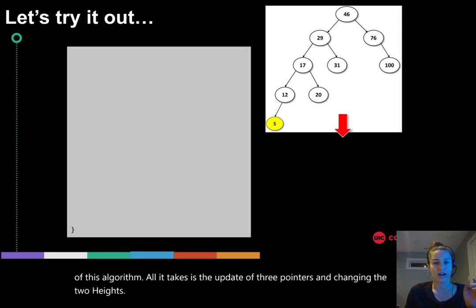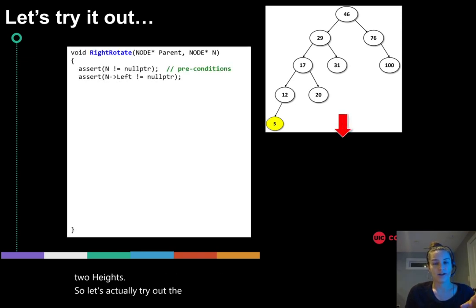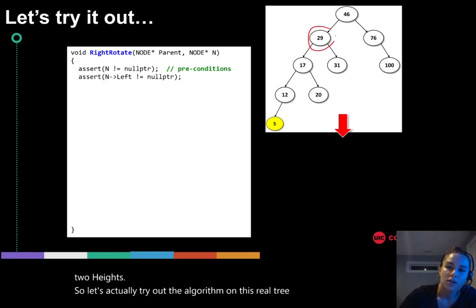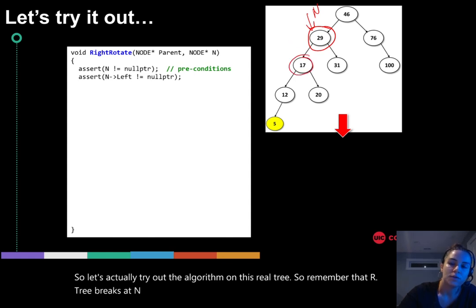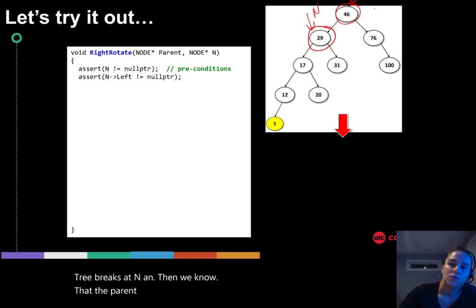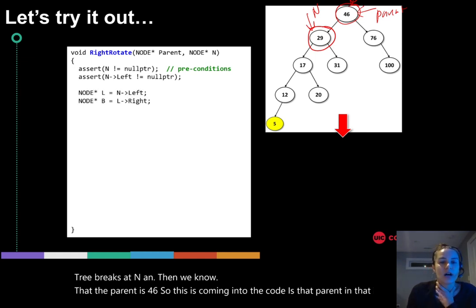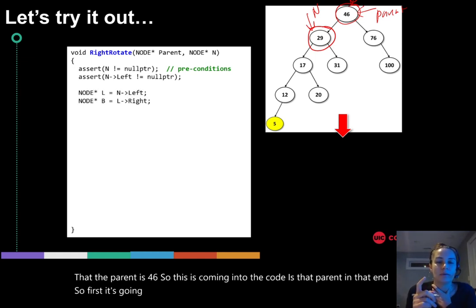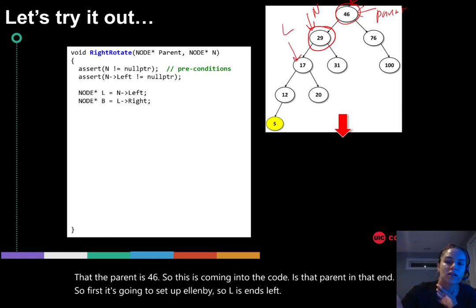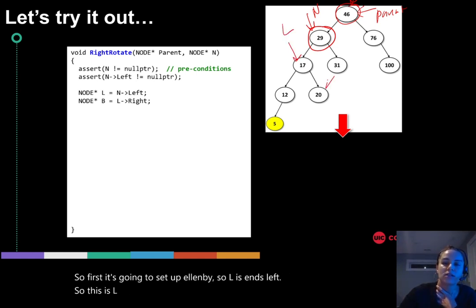So let's actually try out the algorithm on this real tree. Remember that our tree breaks at n, and we know that the parent is 46. So this is coming into the code: that parent and that n. First it's going to set up L and B. L is n's left, so this is L, and B is L's right, so this is B.